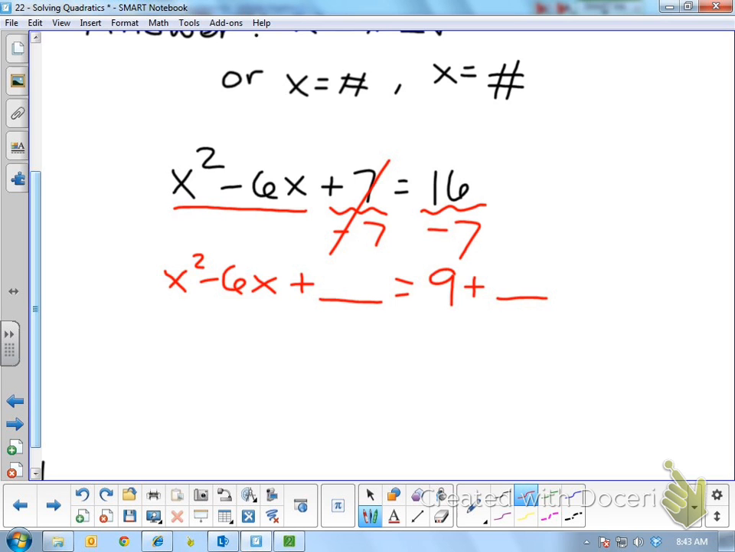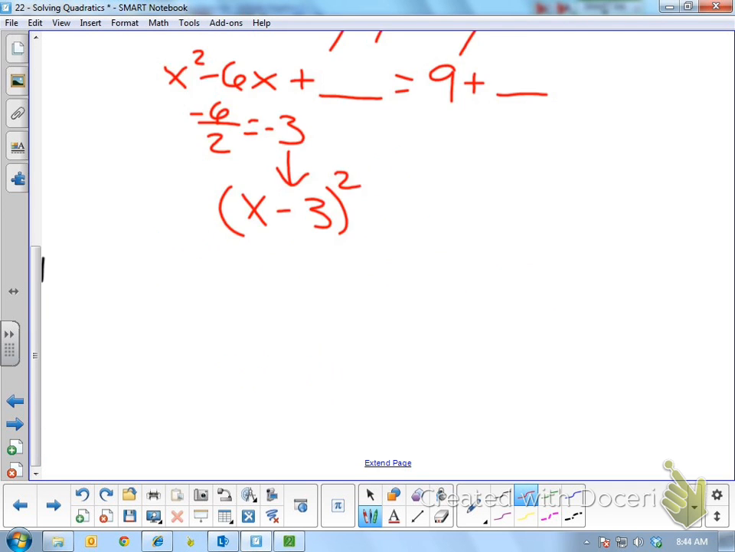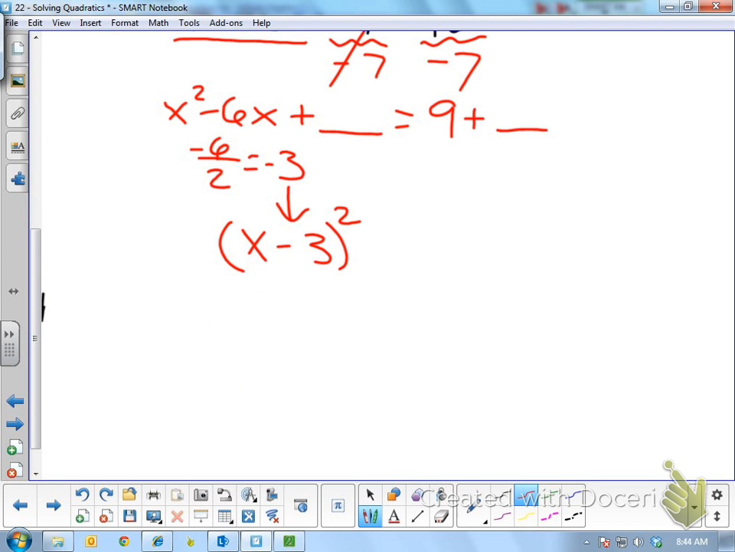So we found a shortcut, and that shortcut followed a certain pattern. We had to do the same thing every time to use this shortcut. We took our middle number, divided by 2, equals -3. And that did not go in our blank spot. It went in our perfect square binomial. Again, that was a shortcut. It made our life easier, so we found the pattern to make things go quicker.